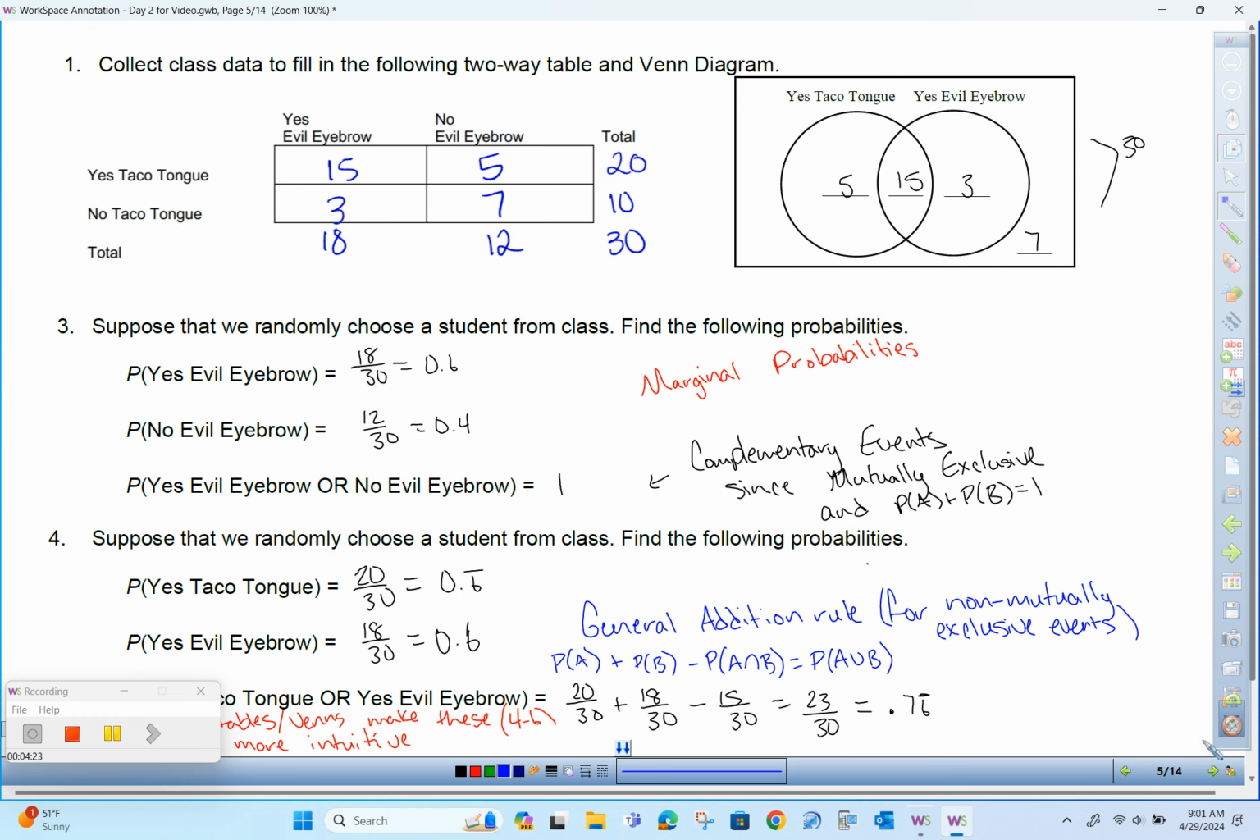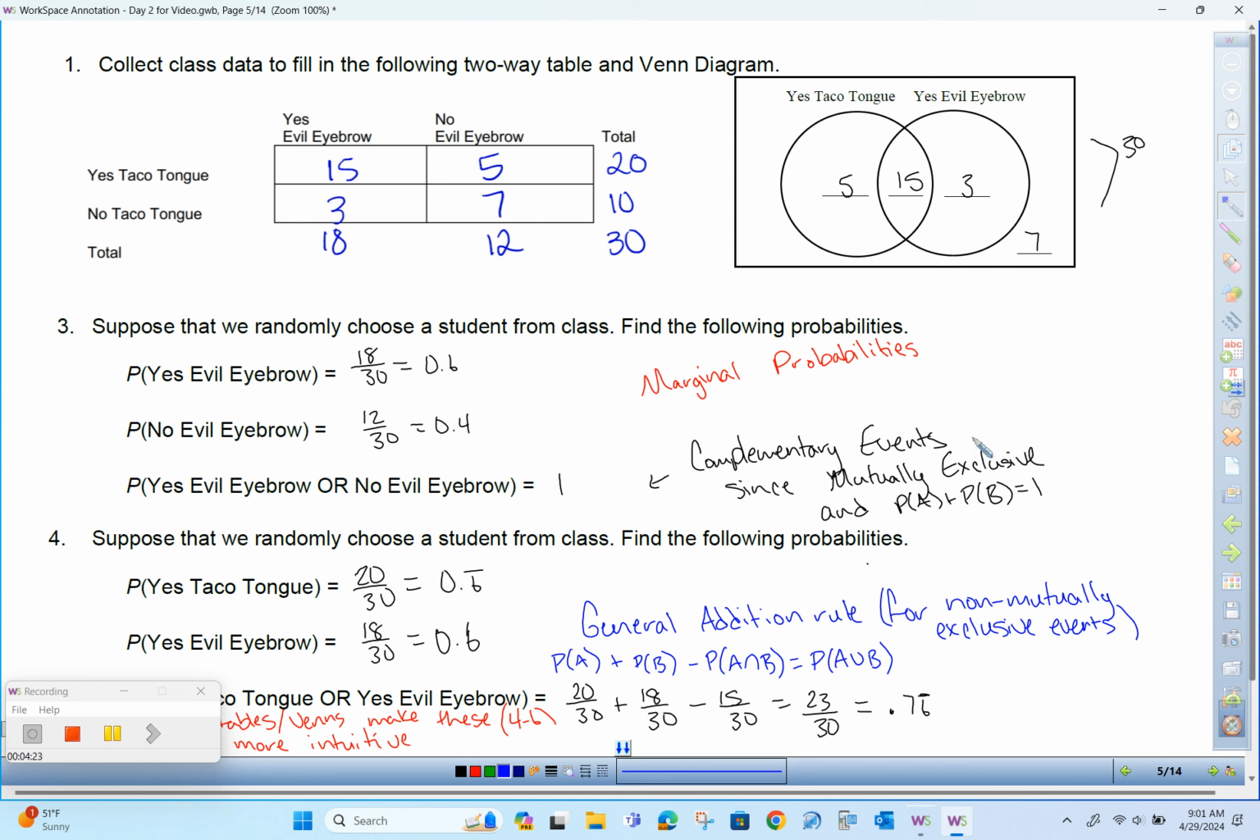This next section, they were marginal probabilities relating to your marginal relative frequencies because they corresponded to a single row or a single column on your two-way table. So the yes evil eyebrow was the total 18 here, or the total 18 in this circle here for the Venn diagram. The no evil eyebrow, same thing. And then when you put that yes evil eyebrow or no evil eyebrow together, you get 1. So this is what we did last class, is you can just add those probabilities together because they were mutually exclusive.